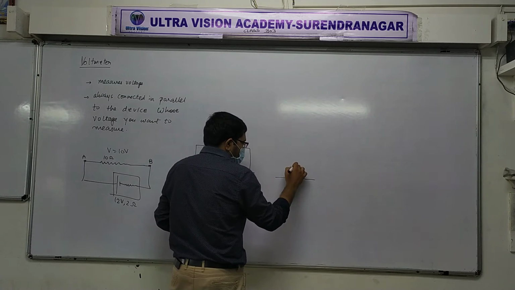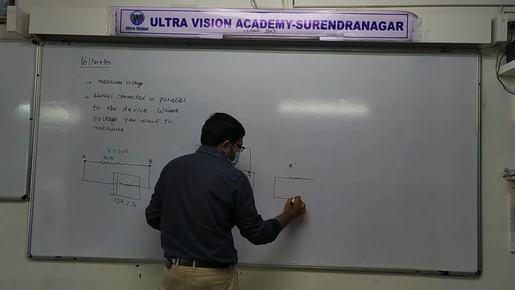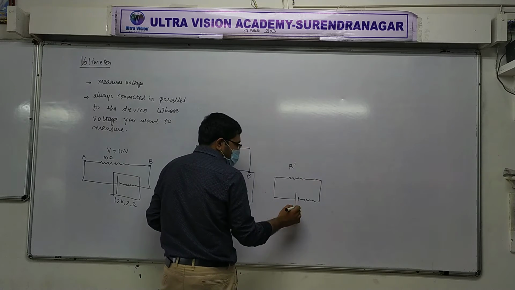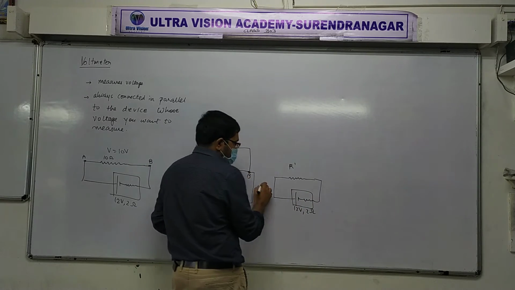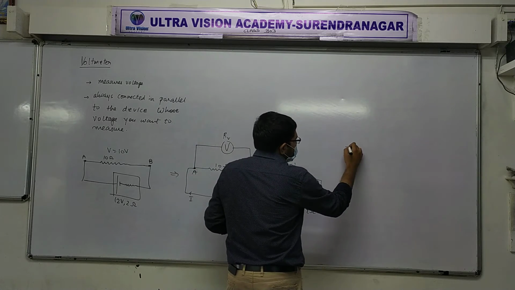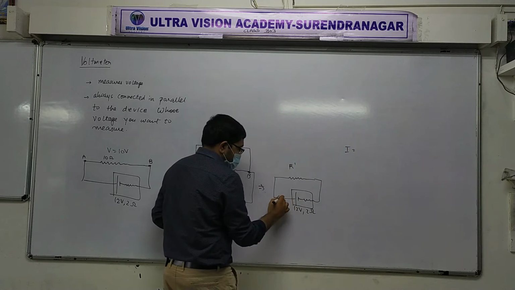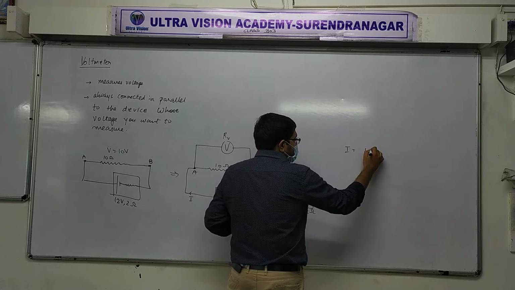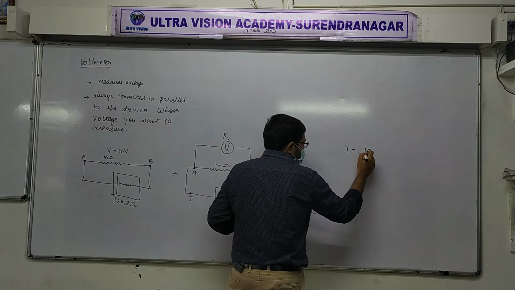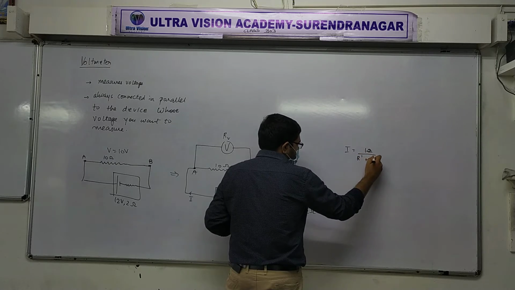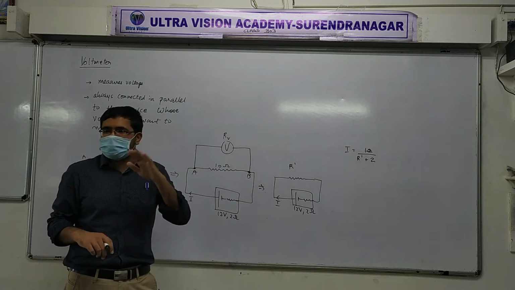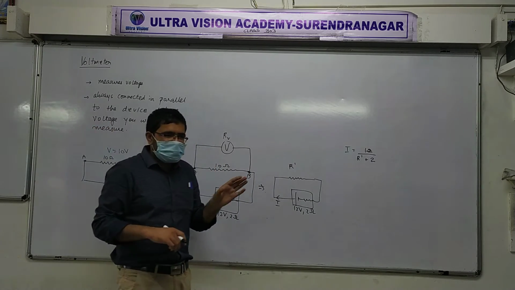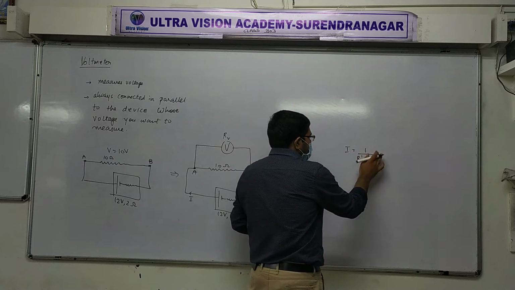So now this whole thing behaves as R dash. Did you understand? Yes or no? Sure. Correct. So the current flowing now in this circuit would be 12 upon R dash plus 2. Yes or no? Why R dash plus 2? Because this and this can be considered to be in series. Okay, done. Right, 12 upon R dash plus 2.